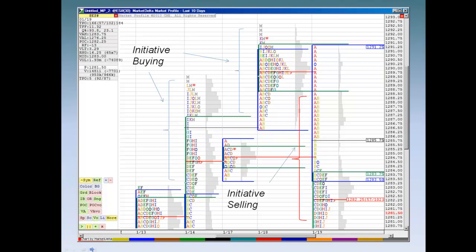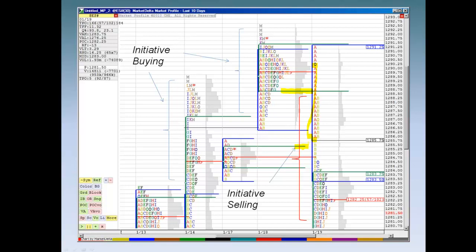So let's take a look now at an example of actual initiative selling. When did the initiative selling begin? When prices began to drop lower than the prior day's low value area. And this started very early in the morning. And notice what happened. We opened up here, a little bit above the POC of the prior day in the value area, and prices continued to drop, and they dropped below the value area of the prior day, all the way to almost the high of this day's value area.